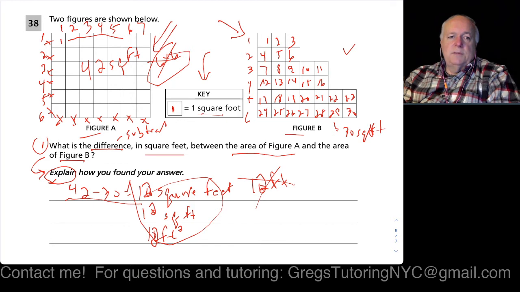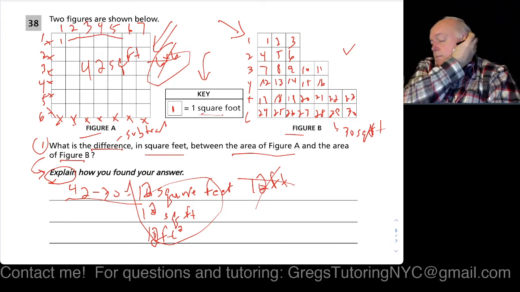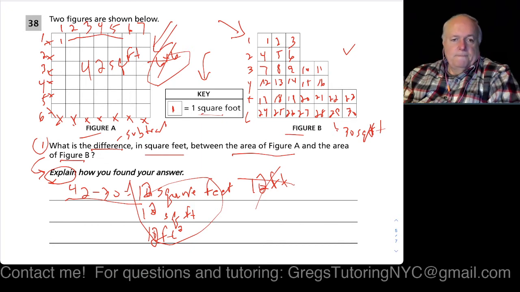Let me use green. Okay. So what we could have done was gotten the area of this part right here. So that's a 6 by 3, and that's 18. Okay. Then there's the area here.